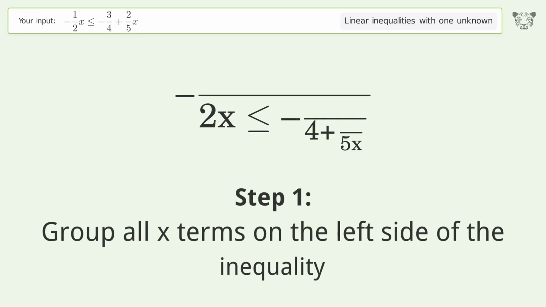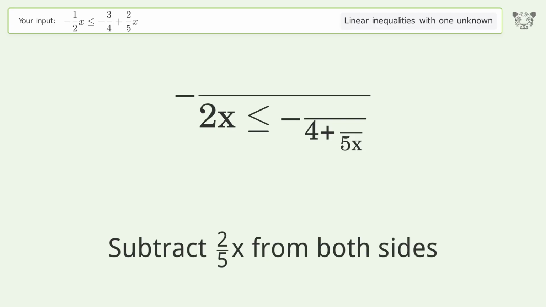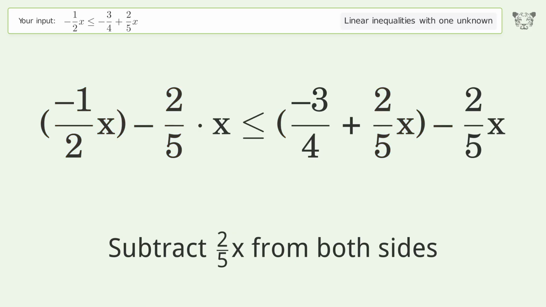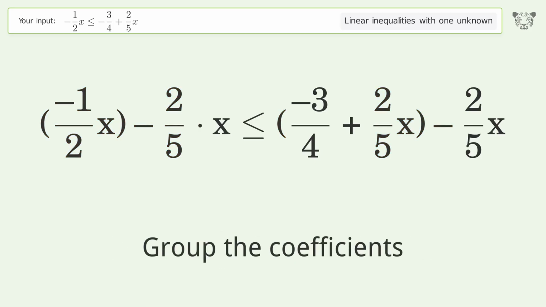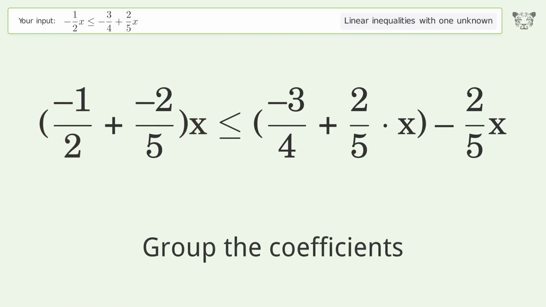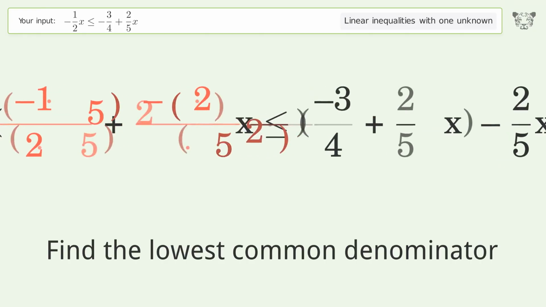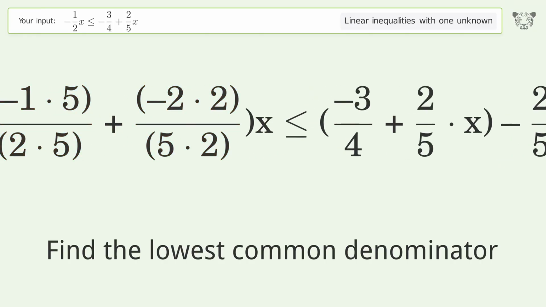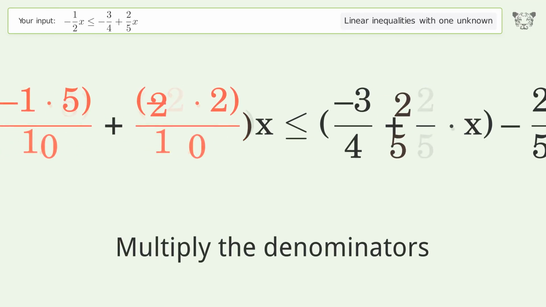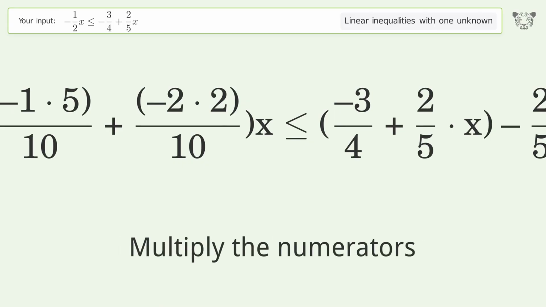Group all x terms on the left side of the inequality. Subtract 2/5x from both sides. Group the coefficients. Find the lowest common denominator. Multiply the denominators. Multiply the numerators.